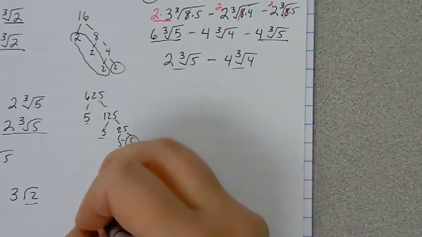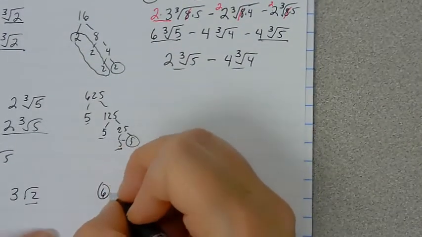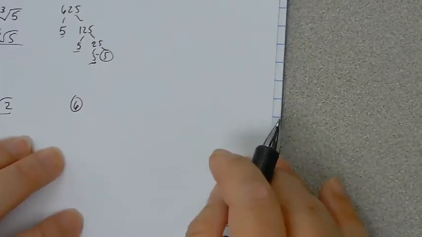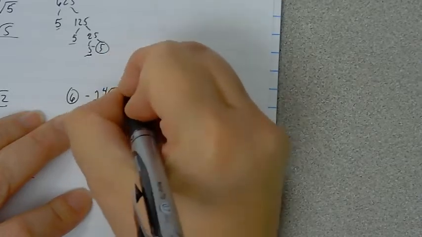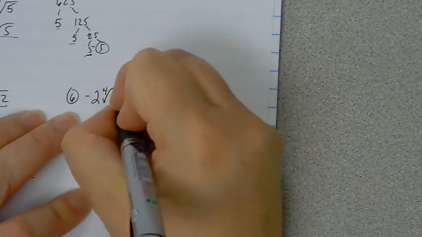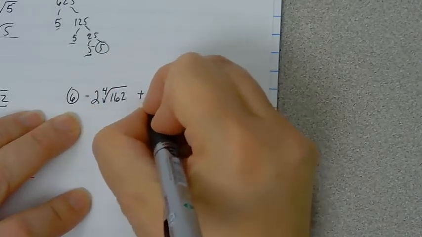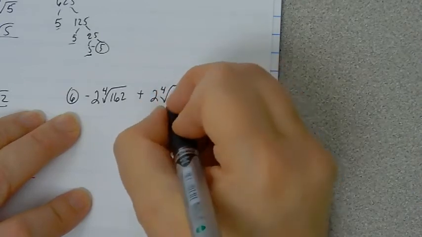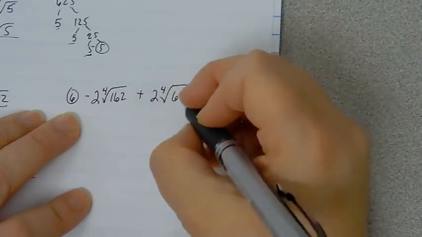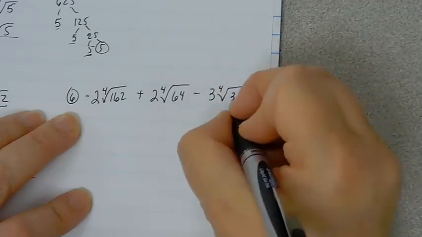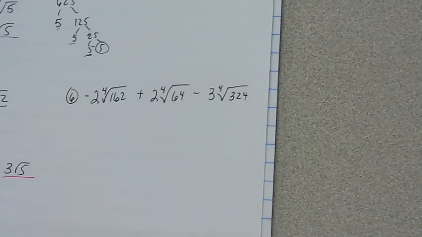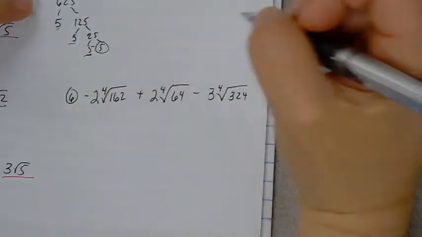All right, last one here. Number 6. Move down the page. Negative 2 fourth roots of 162 plus 2 fourth roots of 64 minus 3 fourth roots of 324. So I'm looking for things in groups of 4. You may have to do a little side calculation here.